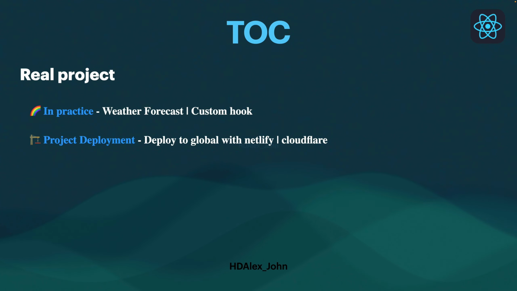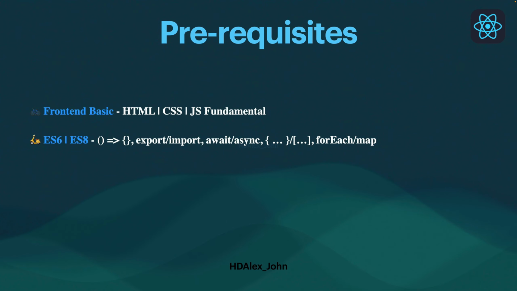Before this tutorial begins, I must mention some prerequisites. At least, you must have essential knowledge about vanilla HTML, CSS, and JavaScript. And for modern front-end development, you need to know ES6 and ES8, which are standards of JavaScript, such as arrow functions, export, import, async await, spread operator, and advanced functions for arrays. They are very useful for this tutorial and for modern front-end development overall.